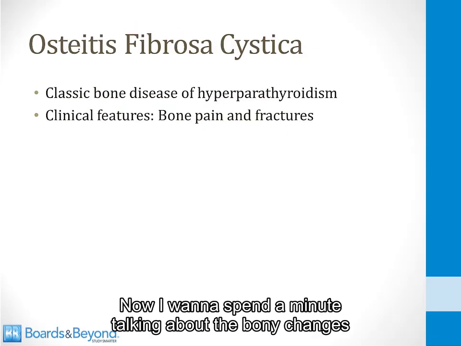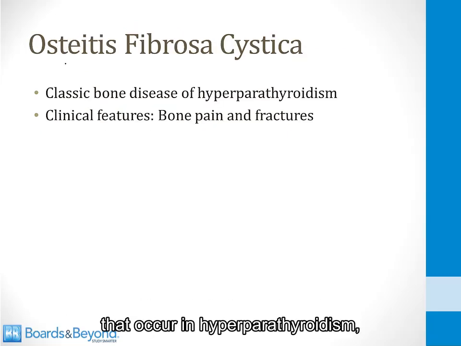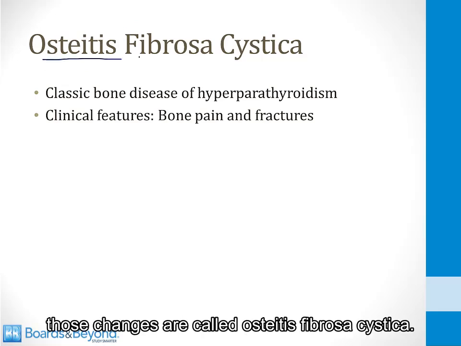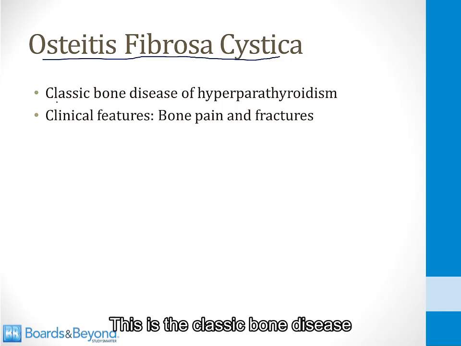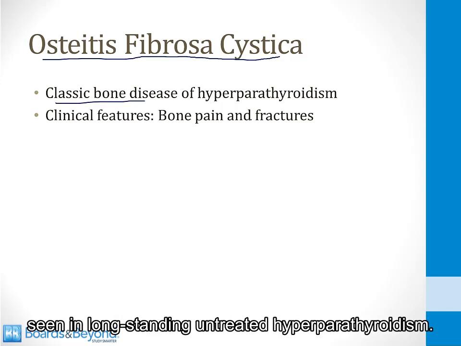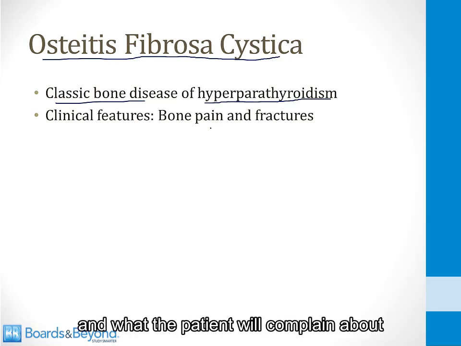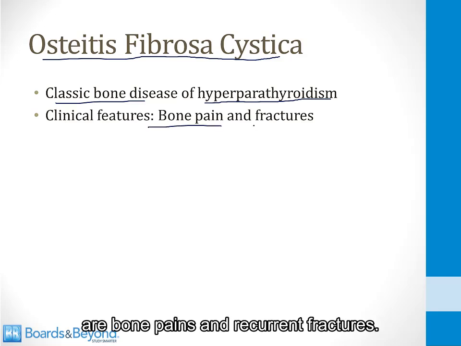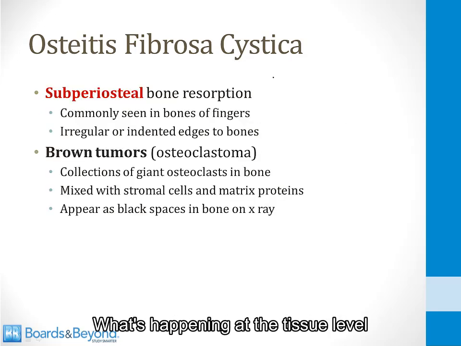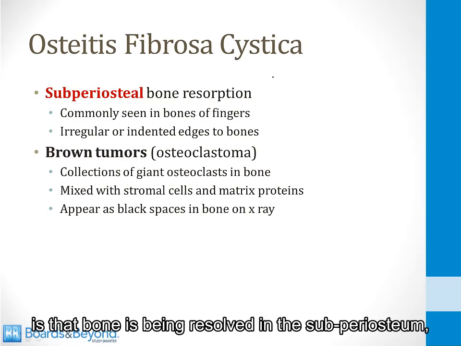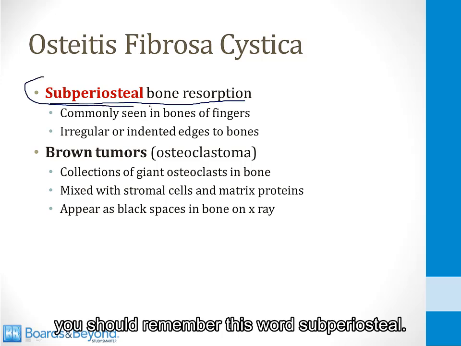Now I want to spend a minute talking about the bony changes that occur in hyperparathyroidism. Those changes are called osteitis fibrosa cystica. This is the classic bone disease seen in long-standing untreated hyperparathyroidism. The clinical features that develop and what the patient will complain about are bone pains and recurrent fractures. What's happening at the tissue level is that bone is being resorbed in the subperiosteum. You should remember this word, subperiosteal.